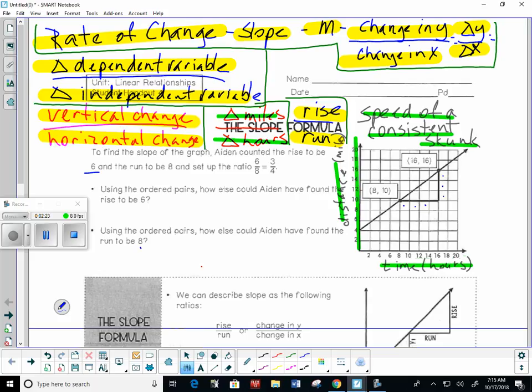Okay, so let's talk about then, using the ordered pairs, how else could Aiden have found the rise to be 6? Well, we know that the rise has to do with y, so the change in y. So we could have said that we've got 16 here, take away 10. And we could have said that that equals 6. So that's how we could have found the rise.